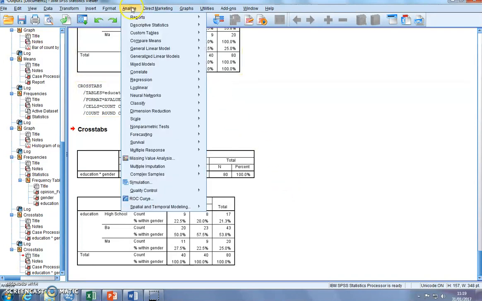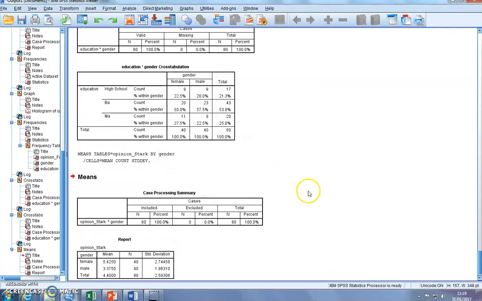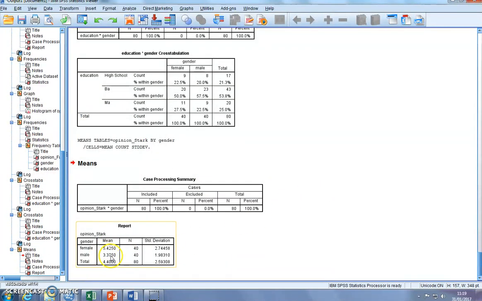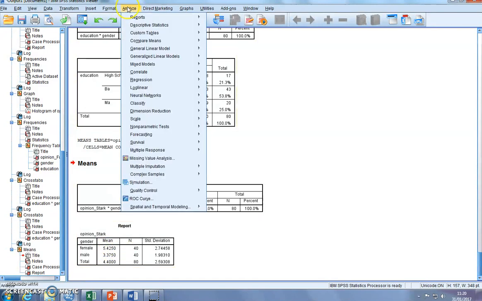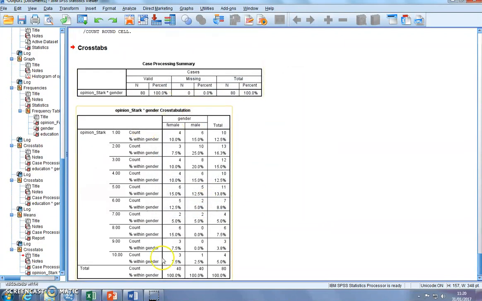In that case, always do Compare Means and then Means. The effect of gender, for instance, on the opinion on Iron Man, Tony Stark. Compare these two means. Because a cross tabulation for that same opinion would give a very large table, which is hard to interpret. It's not really informative anymore.